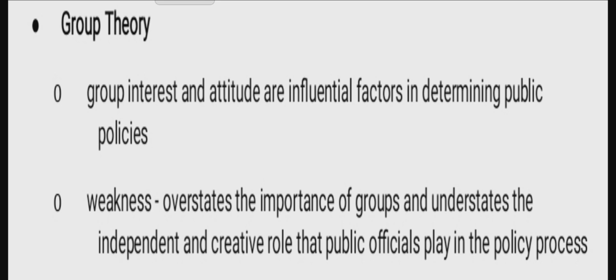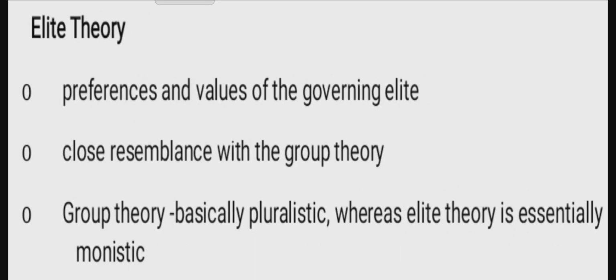So, this is the group theory. Basically, group interest and attitude are influential factors in determining public policies. Its weakness is that it overstates the importance of groups and understates the independent and creative role that public officials play in the policy process. Then next, elite theory.